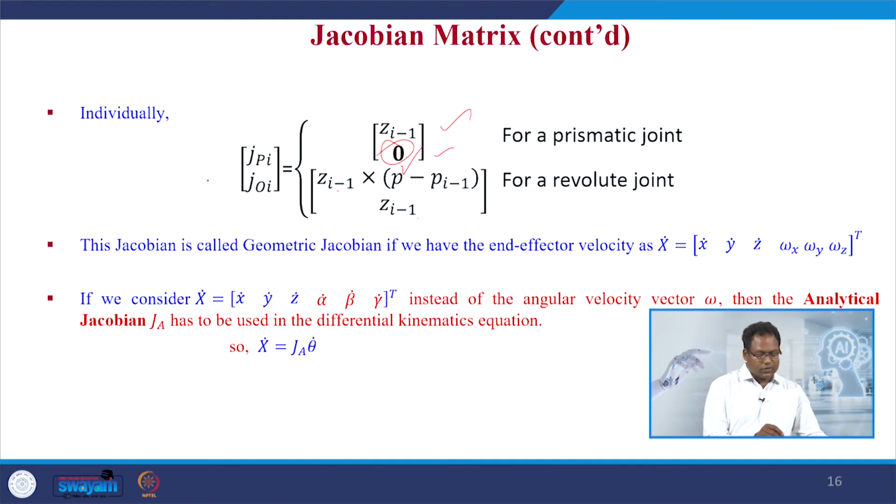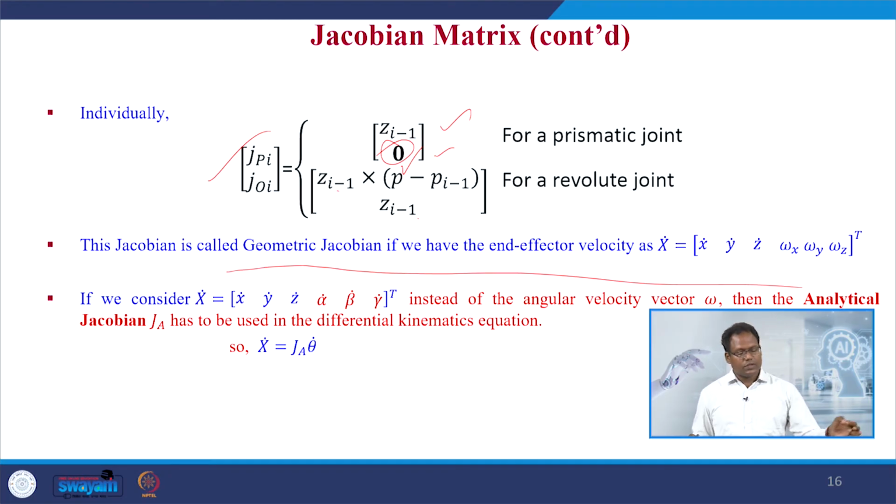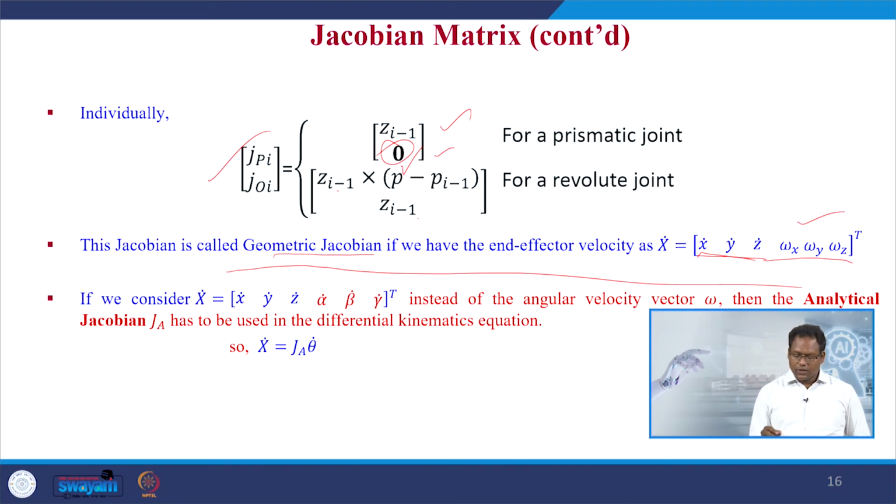This Jacobian matrix is called the geometric Jacobian matrix, where we represent the end effector velocity as x dot equal to a 6 cross 1 vector, a combination of the linear velocities x dot, y dot, z dot, and instead of angle derivatives we give the angular velocity as the velocity part. Then we say that the Jacobian matrix is a geometric Jacobian matrix. If we represent the end effector velocity in terms of alpha dot, beta dot, gamma dot, which means the orientation derivatives, then we say that the Jacobian involved is the analytical Jacobian matrix.